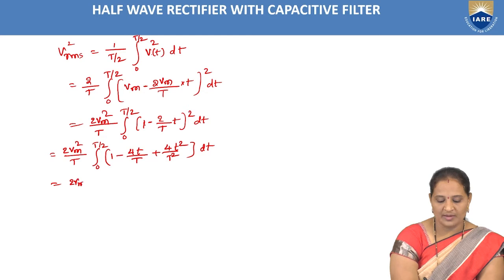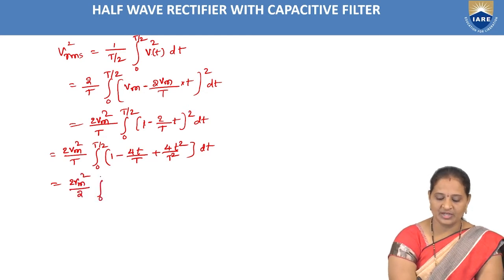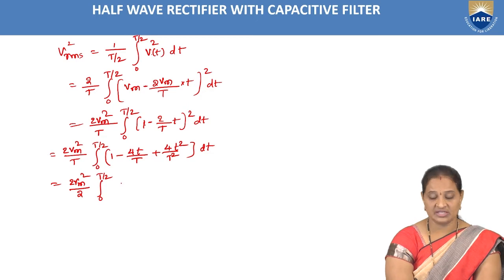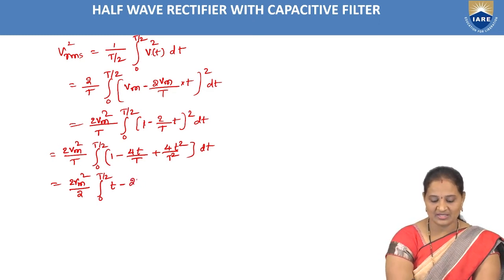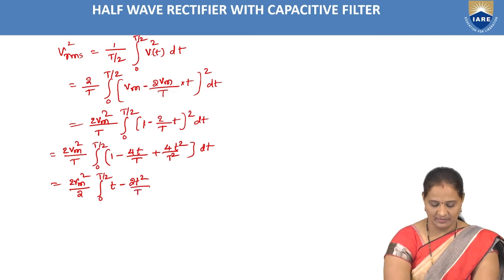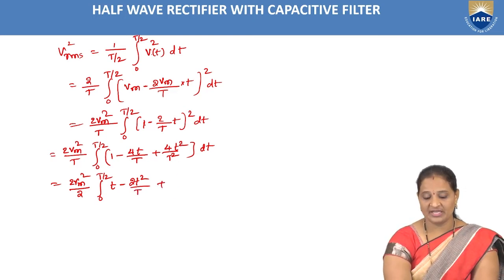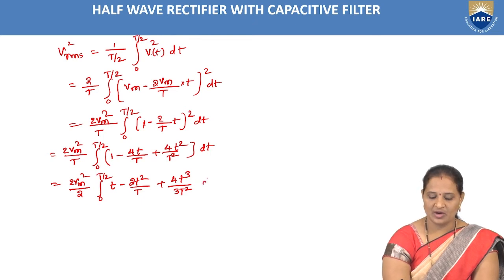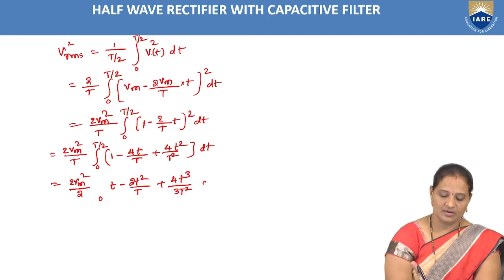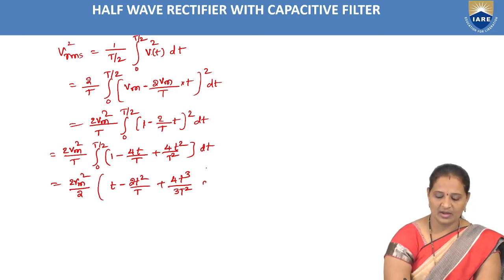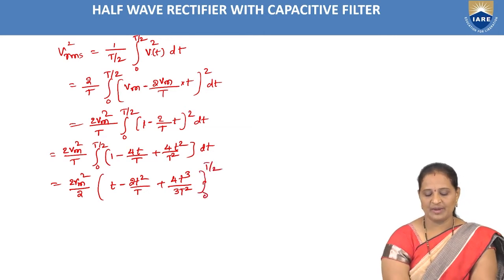So 2 Vm square divided by 2, integral 0 to T by 2. Integration of constant is t, minus, integration of t is t square by 2. So it becomes minus 2 t square by T, plus integration of t square is t cube by 3. So 4 into t cube by 3 into T square. Okay, so already we have applied integration. Now apply the limit 0 to T by 2.